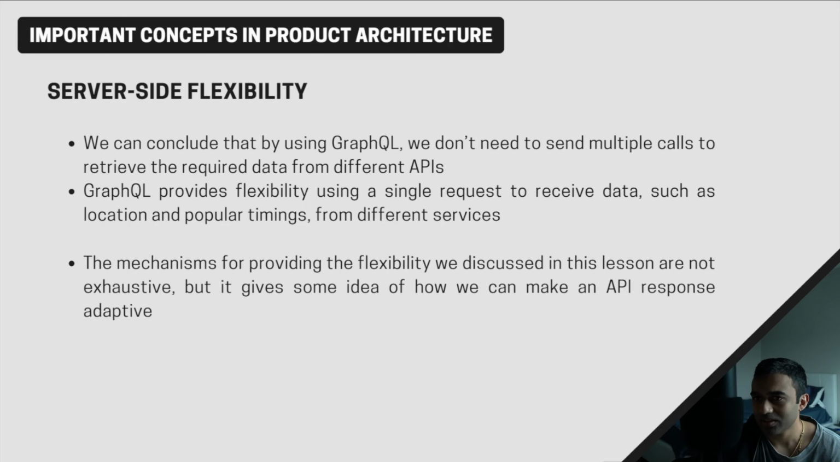And we can conclude that by using GraphQL, we don't need to send multiple calls to retrieve the required data from different APIs. GraphQL provides flexibility using a single request to receive data, such as location and popular timings, from different services. The mechanisms for providing the flexibility we discussed in this lesson are not exhaustive, but it gives some idea of how we can make an API response adaptive.